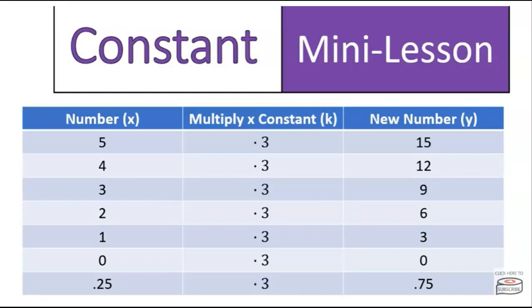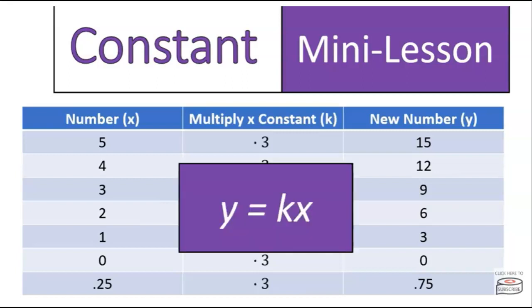All right, that's how it works. That's how it looks. It's just basic multiplication. If you're given the constant and you're given one number, you use this equation. Our y value is equal to the constant, which for some reason is called k, times x, our original number. And then you'll get the new number.